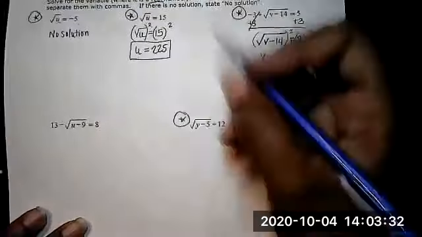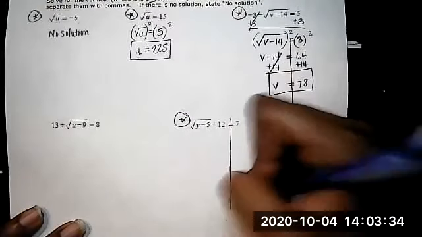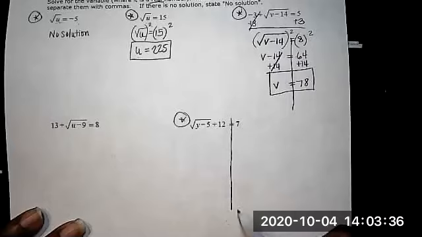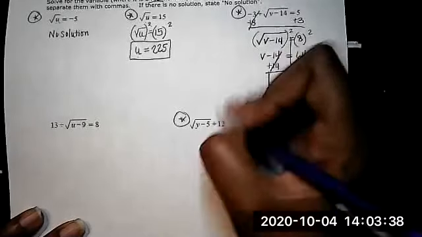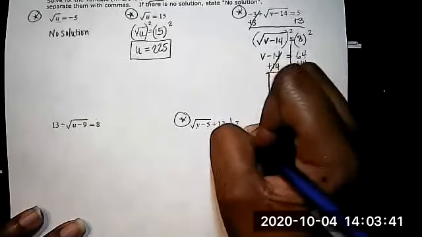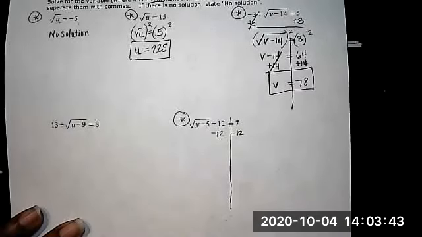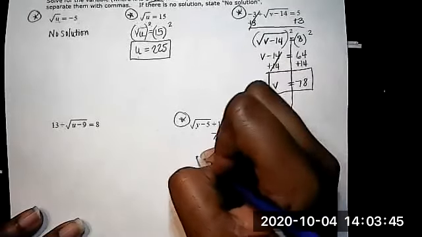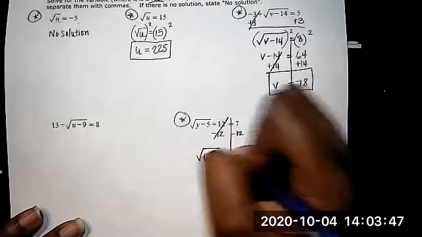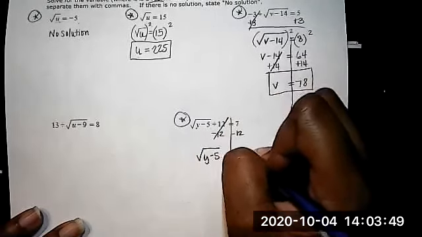Same situation here. We want to get that radical by itself. This is an equation, so I usually will put a little line there. I'm going to subtract 12 from both sides. And I get the square root of y minus 5 equals negative 5 here.